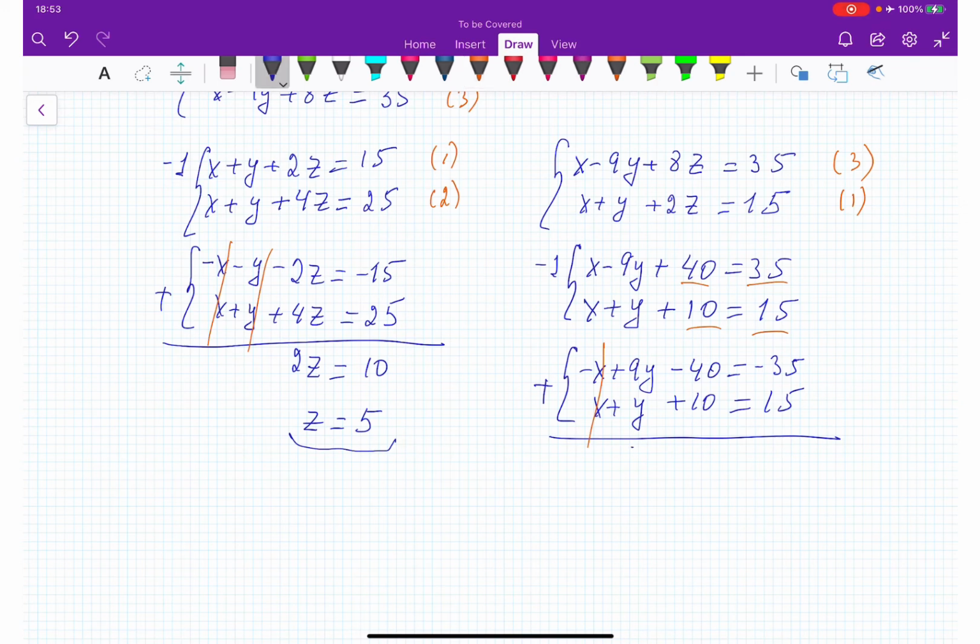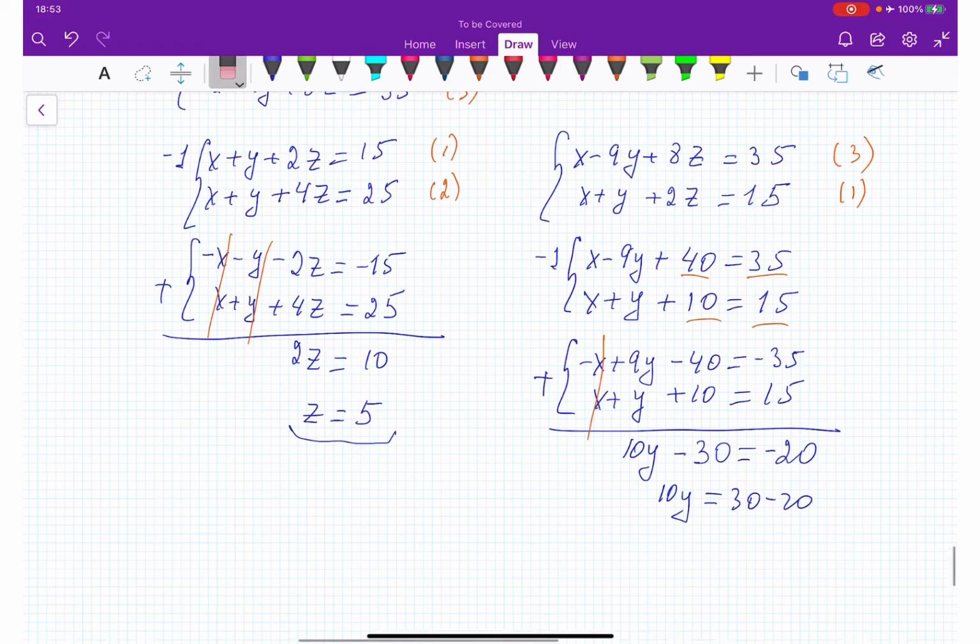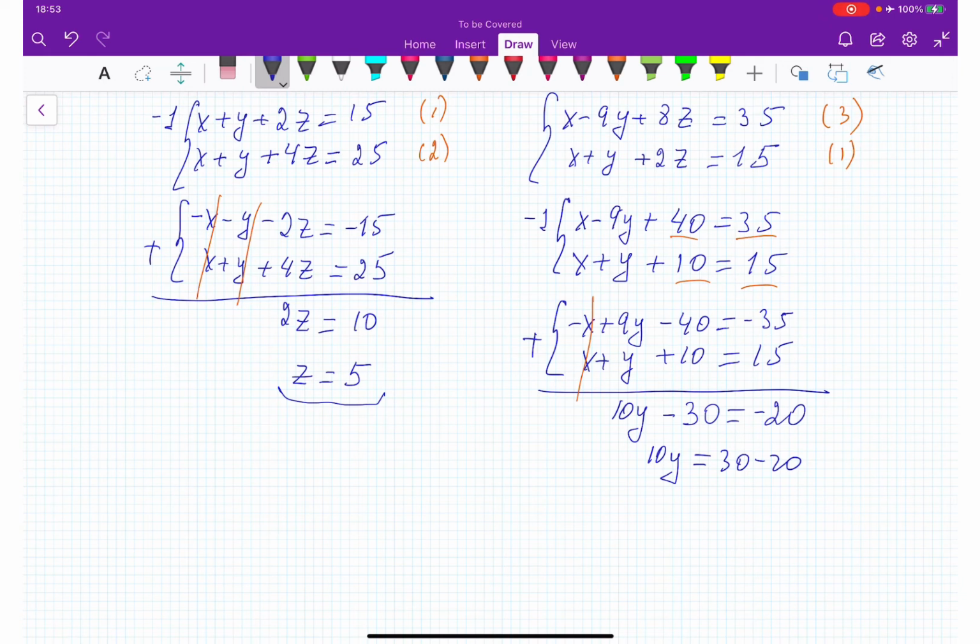I will get 10y minus 30 equal negative 35 plus 15, which is negative 20. Yes? So 10y, if I move this negative 30, it's going to be positive. So 30 minus 20. So 10y is equal 10, y is equal 1. Okay, we got y is equal 1.